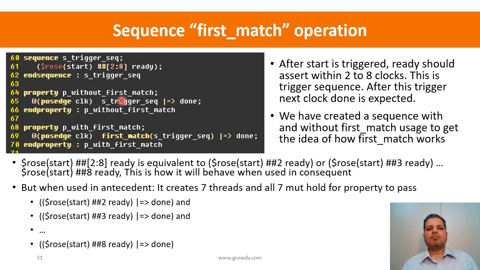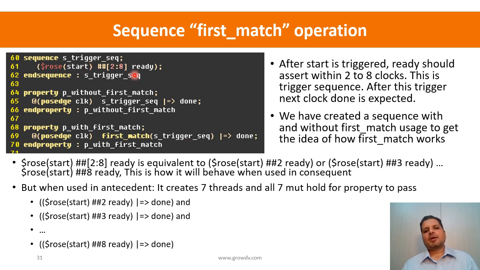And like our go-to repetition operator, first match also will not be clear unless we see something in action without first match. So when we do something without first match and when we do something with first match, then it will become clear. So we have two properties using the same sequence. One is not using first match, another is using first match. It's exactly the same, and it says first match of this particular sequence, and then we want to see done. Now how these two properties will behave differently, we will look at it.